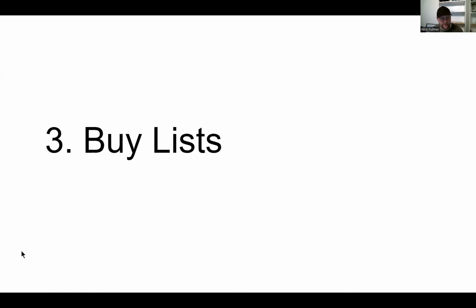Number 3, buy lists. Pro, the work is done for you. You don't even have to ask for a list. You just buy it, you have access to it. You have access to leads immediately, so it's fast. That's a pro. Con, well, it costs you money to buy the list, and that's a con.